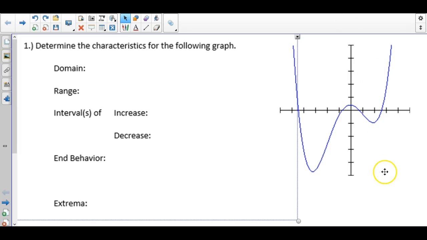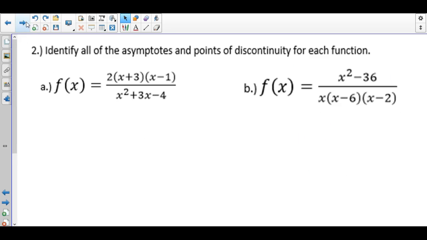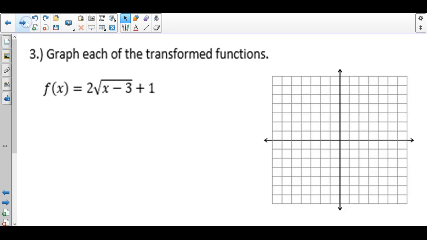Hello. What I'm going to do is review all the pre-calc material from Chapter 3. So I'll start with determining characteristics for a graph. We'll go through domain, range, intervals, end behavior, and the min-max extrema. And then I'll take a look at asymptotes and points of discontinuity. So that includes the holes in the graphs and then horizontal and vertical asymptotes.